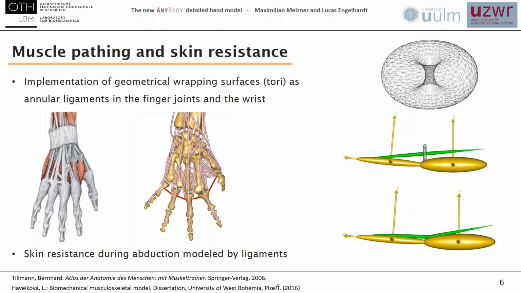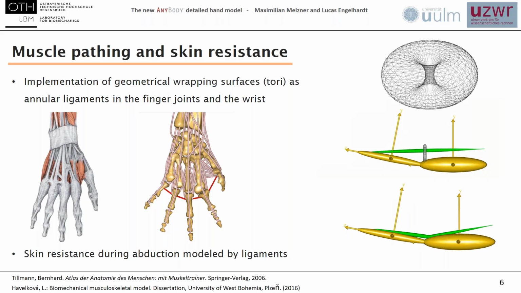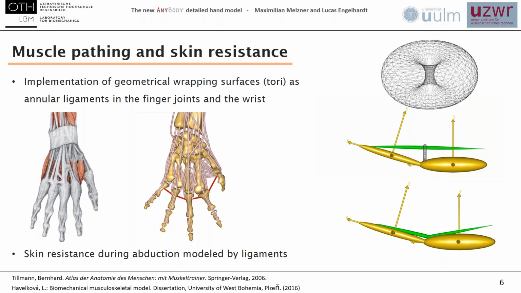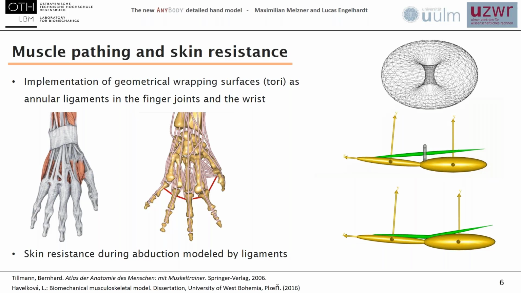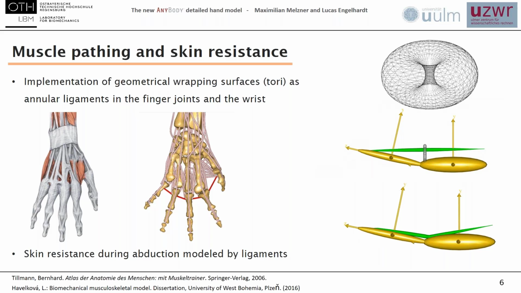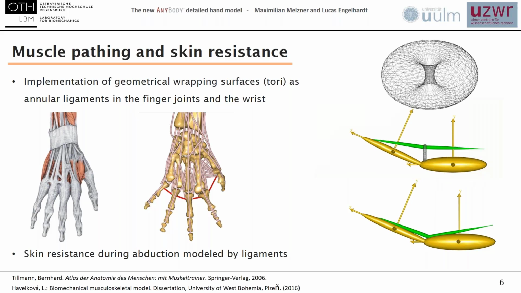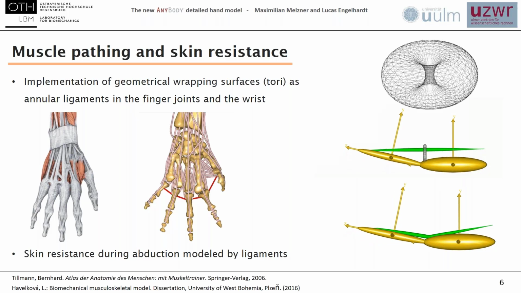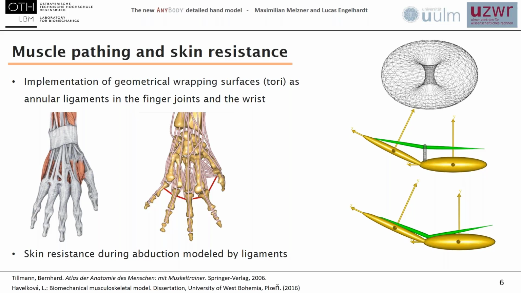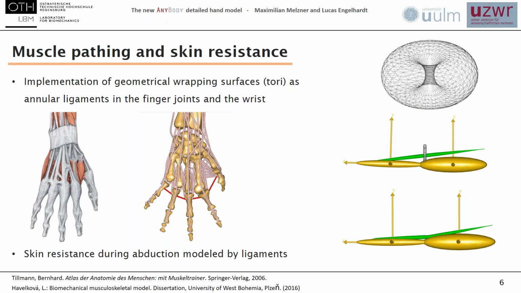In the past, the implementation of a large number of such wrapping surfaces was always associated with a very significant increase in computation time. But due to the new wrapping algorithm integrated in the newest AnyBody release, AnyBody version 7.3.1, the computation time could be reduced by a factor of up to 100, which makes the model much more user-friendly now. Another feature we implemented are the ligaments between the fingers, represented by the red line in the center image. This was done in order to simulate the skin's resistance during the abduction of the fingers. And those properties of the ligaments are according to the material investigations from literature.